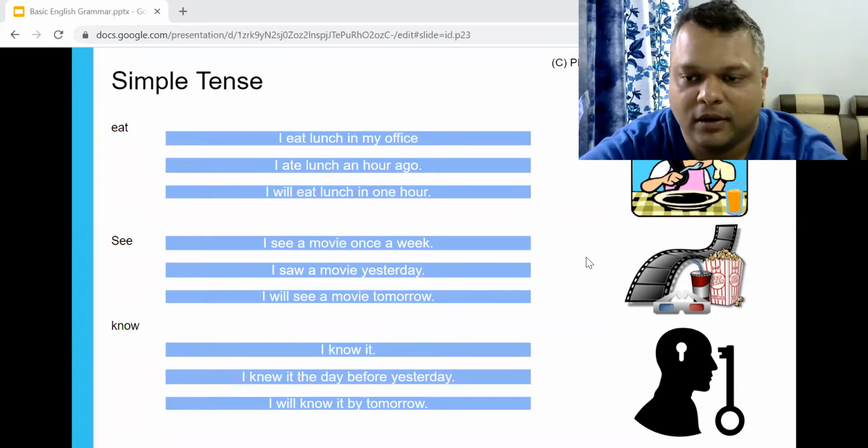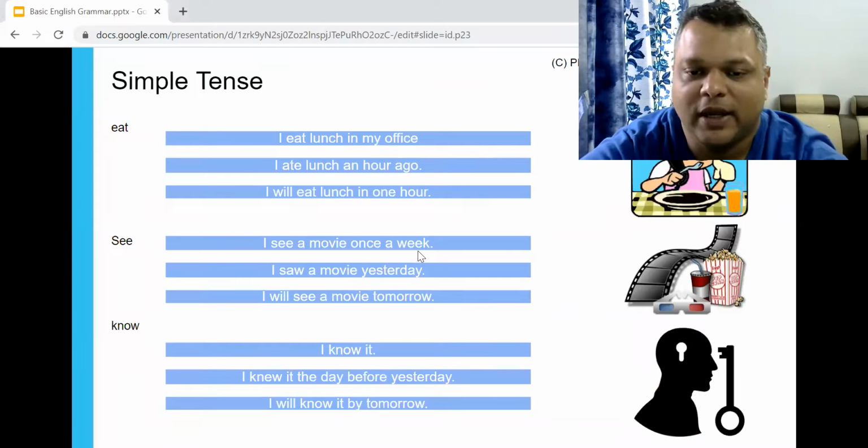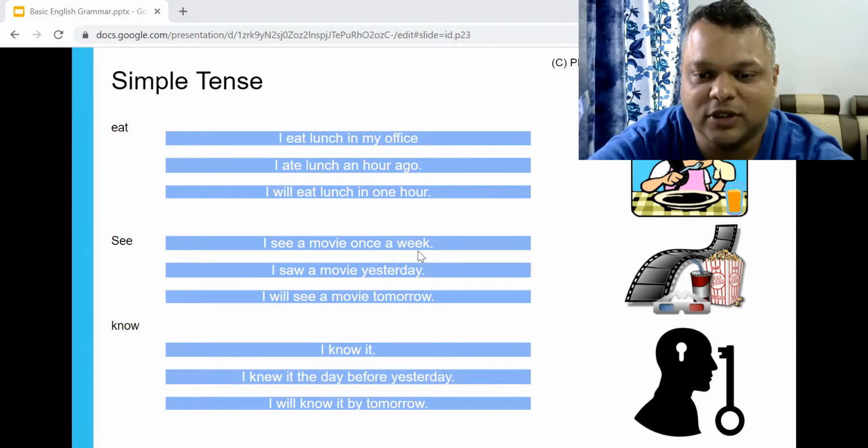Okay. Thank you very much, Mayuri. Are these examples clear to everyone? Present, past, and future? Yes, sir. Very simple, right? Simple tense is very simple. It's not complicated. सबको समझ में आ गया ना? वापस एक बार सेंटेंसेस पढ़िए प्लीज. कुछ डाउट है तो पूछिए मुझे.